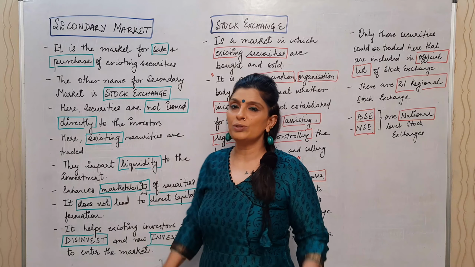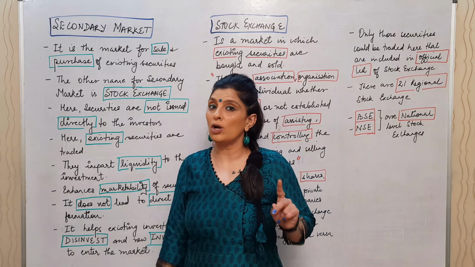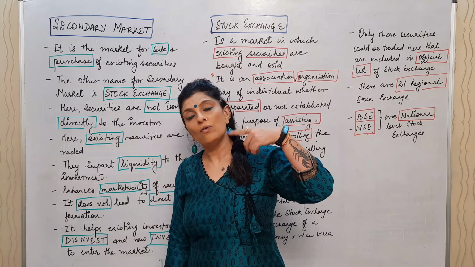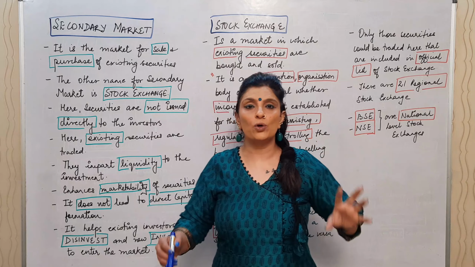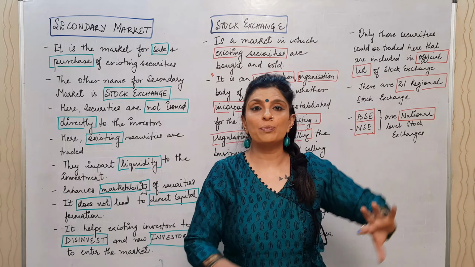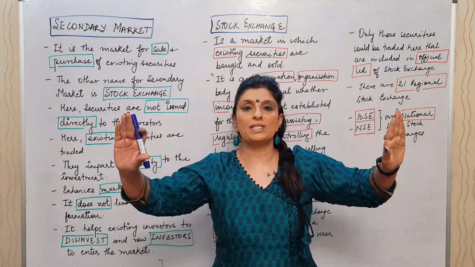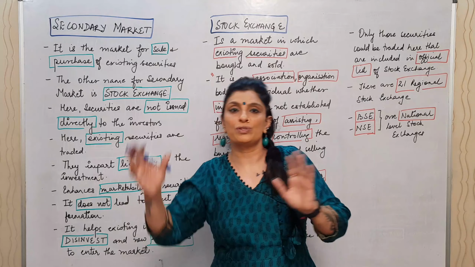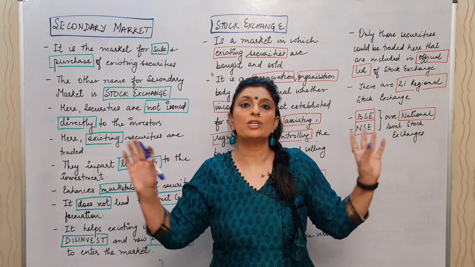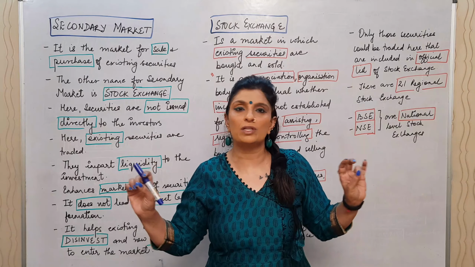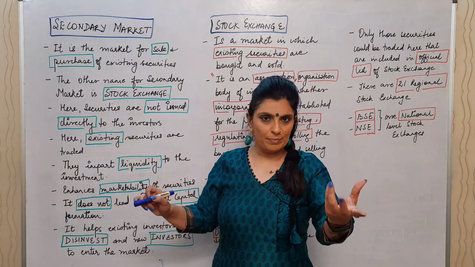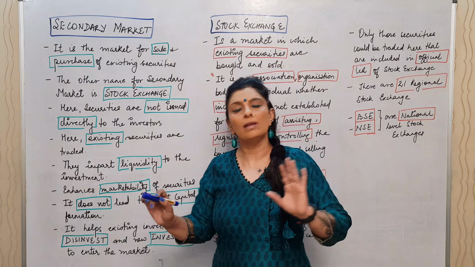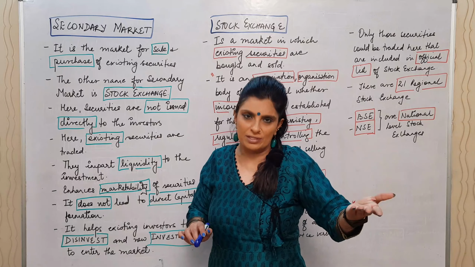Here securities are not issued directly to the investors, so direct dealing with the investors is not there. Why? Because we are dealing in securities which have already been sold for the first time. Whenever securities are sold for the first time, the relationship is between the company and the person who purchases the security. Now buying and selling will happen between two people. One person who wants to sell the securities, another person who wants to buy the securities. So the company is not involved. So direct capital formation for the company is not there. Of course, the company does not lose any capital because securities are being traded. But then somebody else purchases it, the owner changes, that's it.